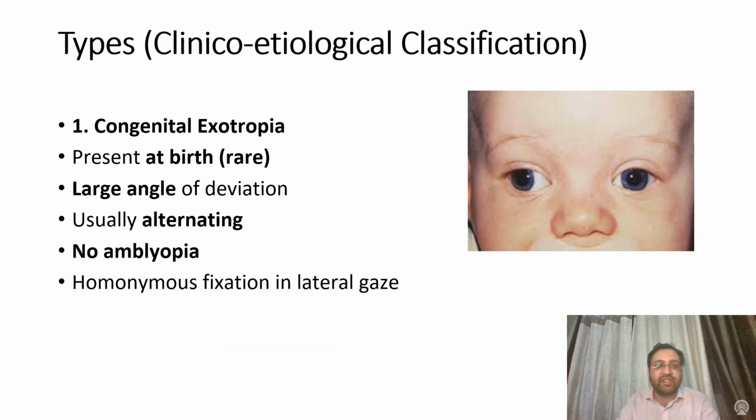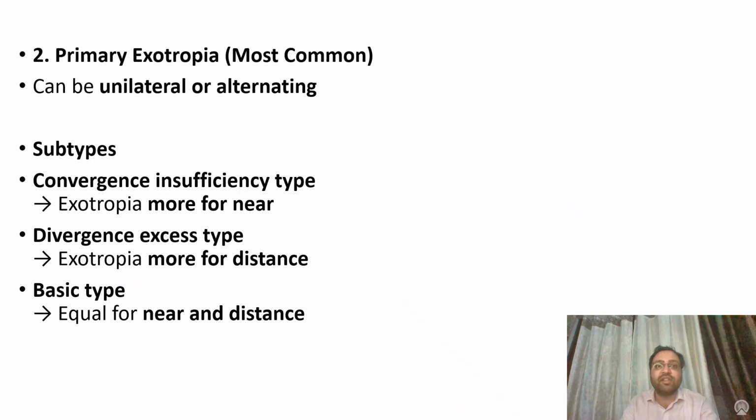Now, there are different clinico-etiological types of divergent squint. The first one is congenital exotropia. It is usually present at birth and this is kind of rare. Here there is a large angle deviation of the eye laterally or towards the outer side, that is the lateral canthus. Usually it is alternating and there is no amblyopia. Here there is homonymous fixation in the lateral gaze.